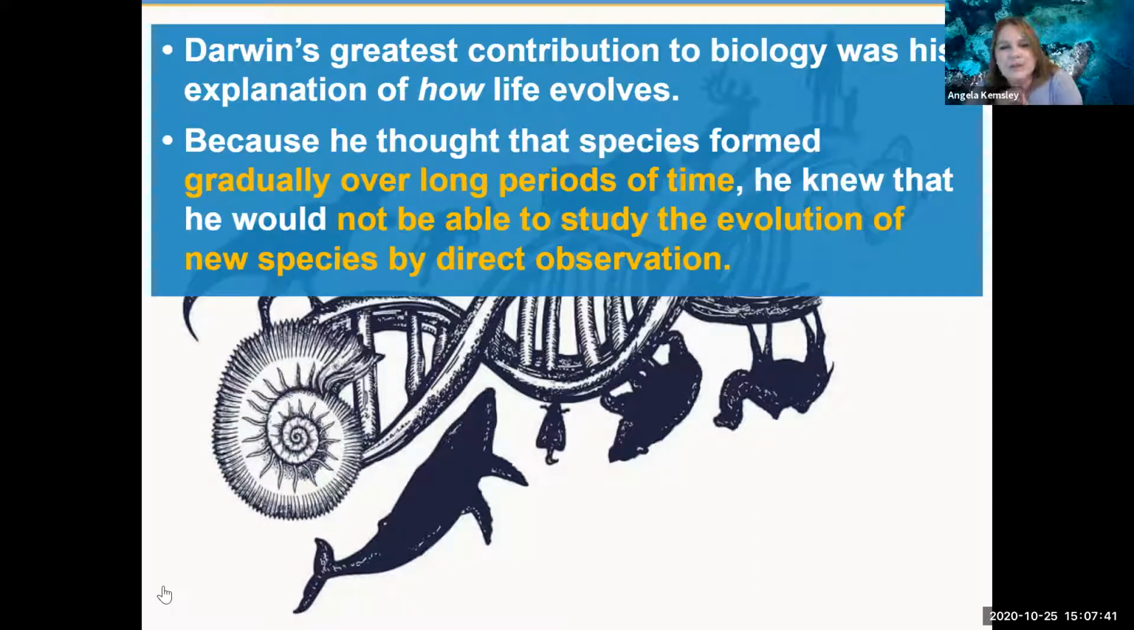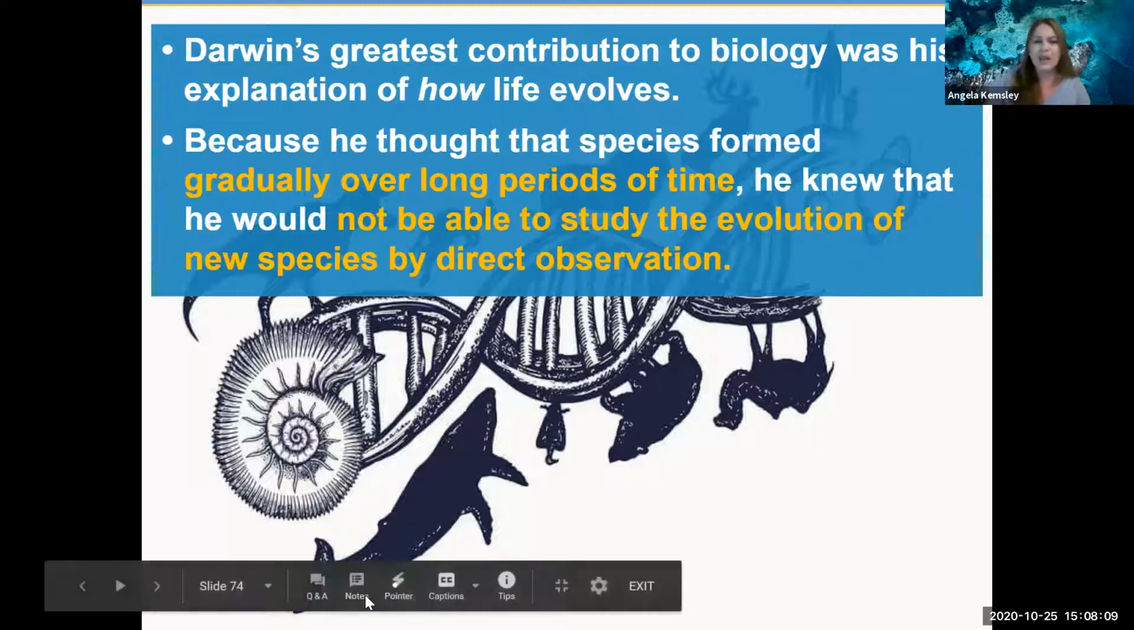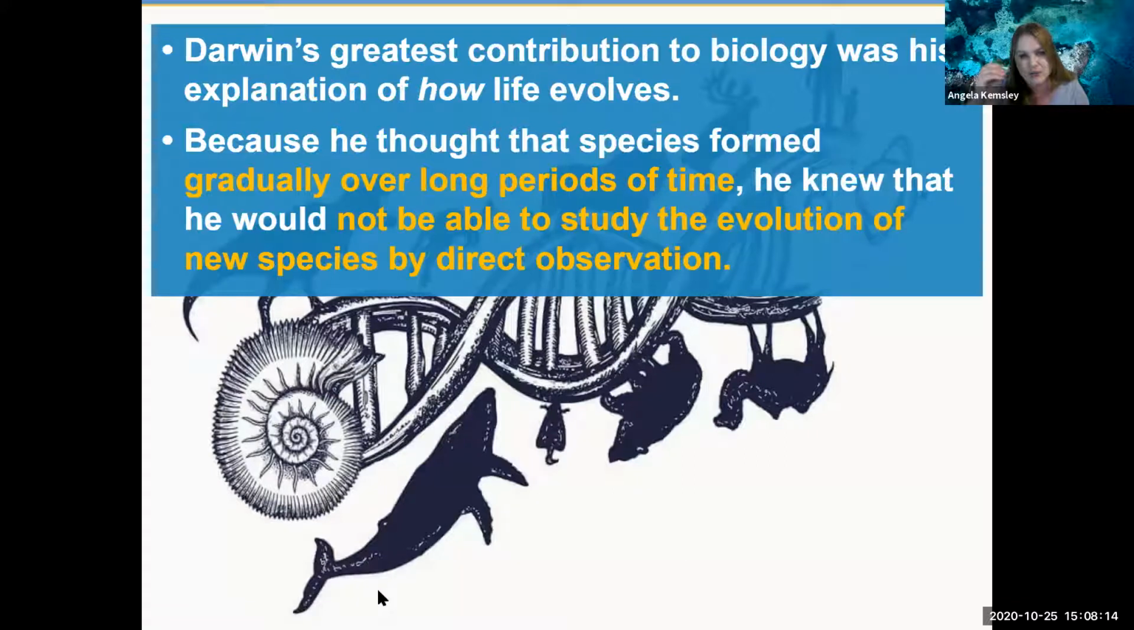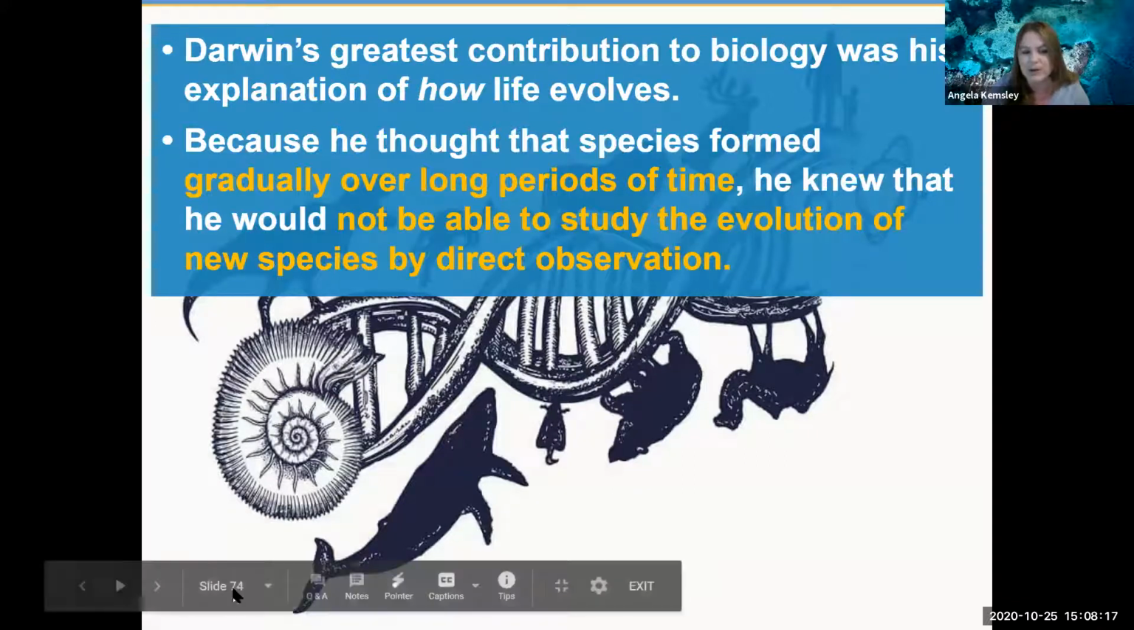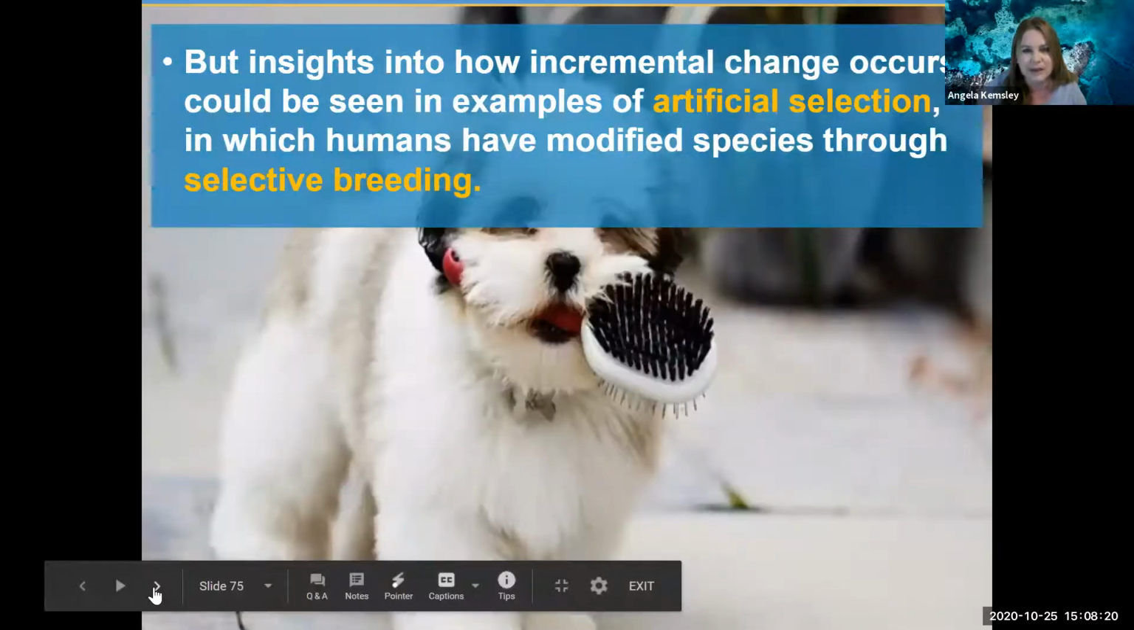So Darwin thought that species formed gradually over long periods of time. He knew that he would not be able to study the evolution of new species by direct observation. When we talk about speciation, we'll talk about how there are exceptions to that, but generally Darwin was correct. Typically, evolution happens over a very long period of time. We're talking thousands, hundreds of thousands, maybe even millions of years. And so usually you can't just sit there in one lifetime and directly observe it. So Darwin knew that he was going to have to be kind of creative.